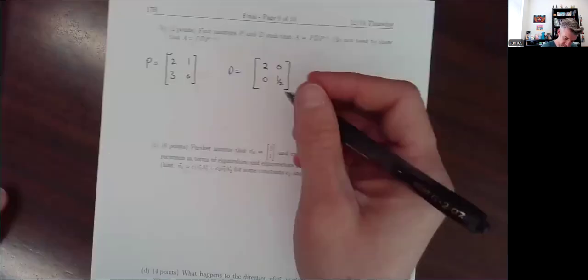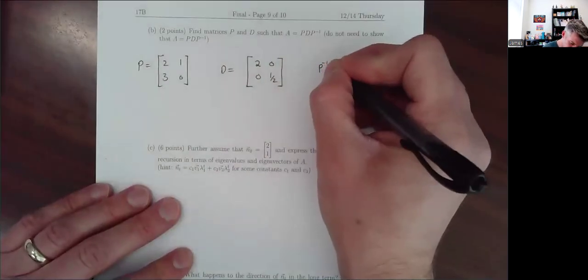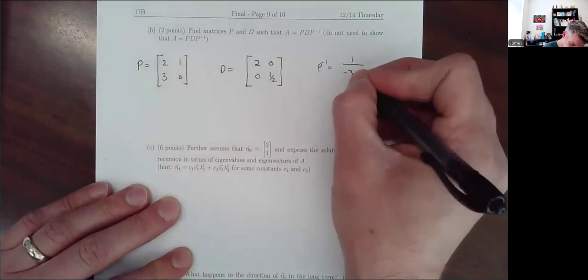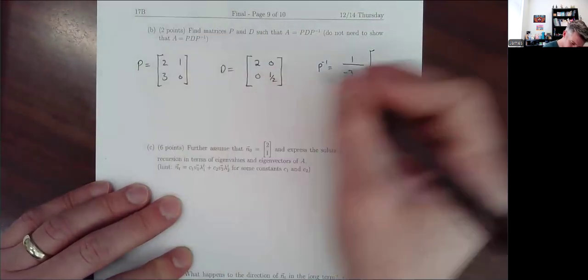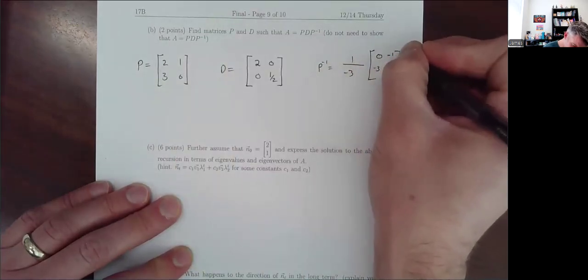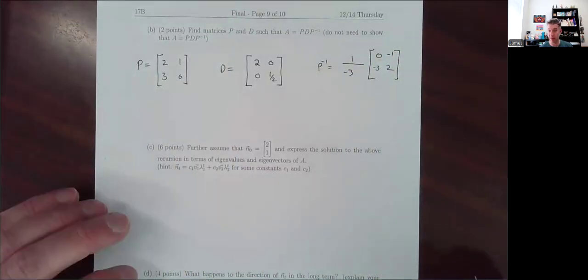And then you find P inverse in the usual way. P inverse is going to be 1 over 0 minus 3. And then you switch the diagonals and you change the signs of the off diagonals. I wouldn't do any more work than that.